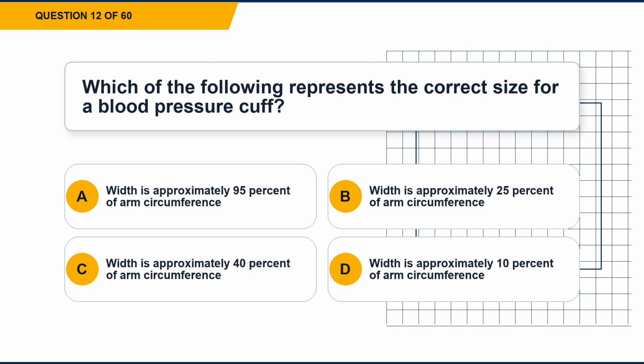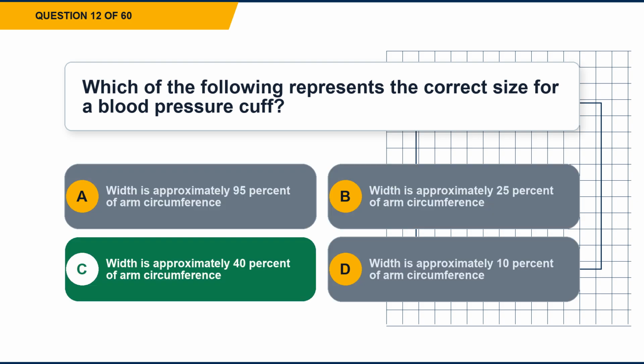Question 12. Which of the following represents the correct size for a blood pressure cuff? Option A. Width is approximately 95% of arm circumference. Option B, width is approximately 25% of arm circumference. Option C, width is approximately 40% of arm circumference. Option D, width is approximately 10% of arm circumference.